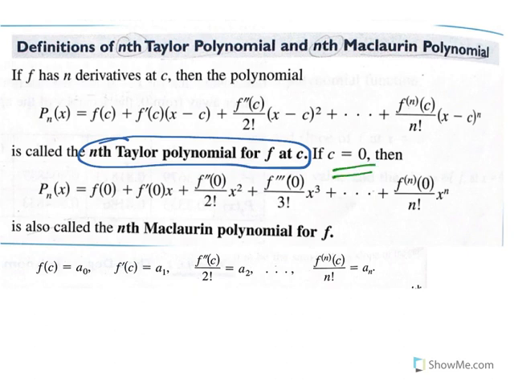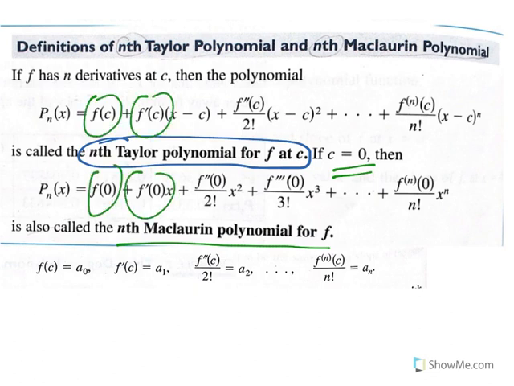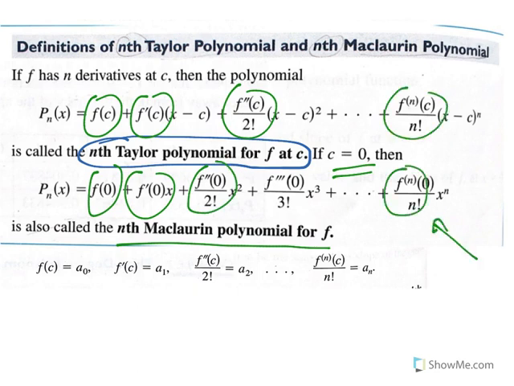And if c is equal to 0, then we say we have an nth degree Maclaurin polynomial function for f, where the center is at x is equal to 0. And the only difference between these is that in the second case, which is what we're looking at now, we just replace c with 0.